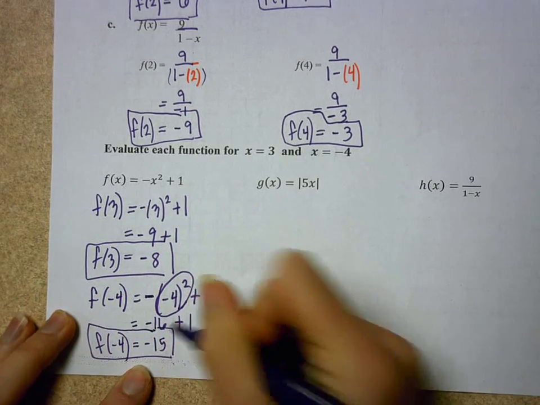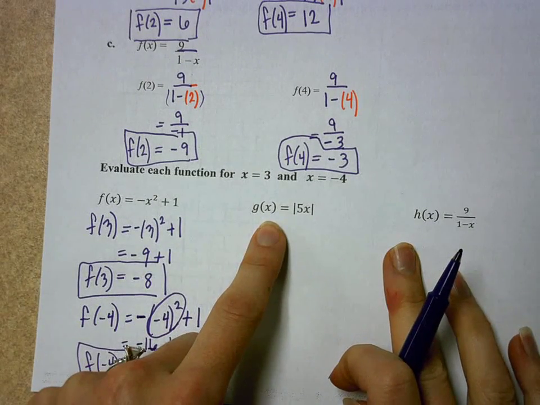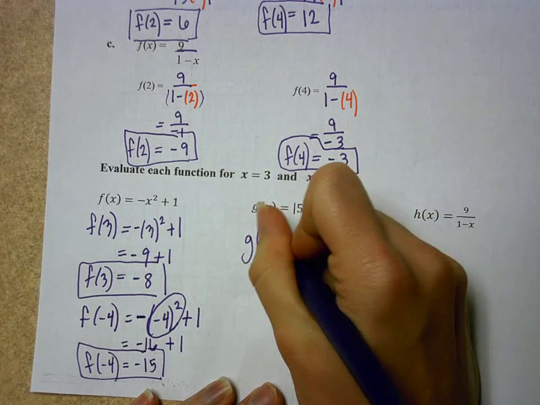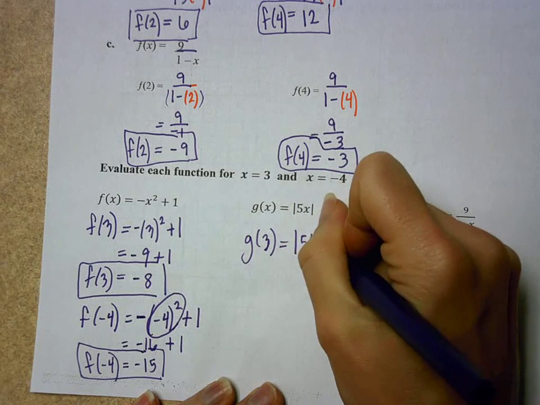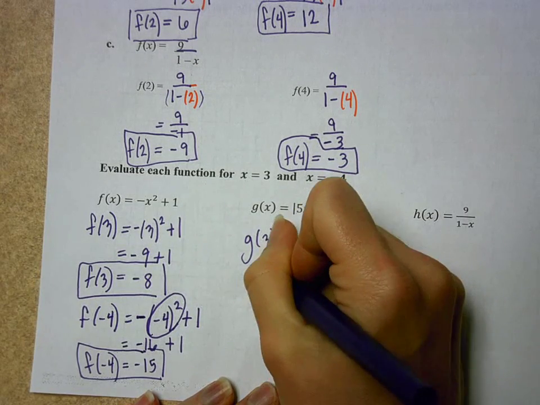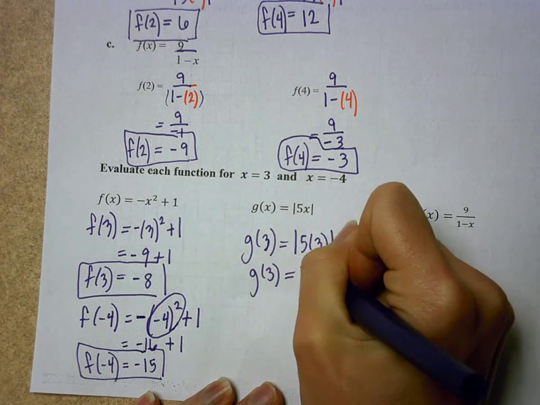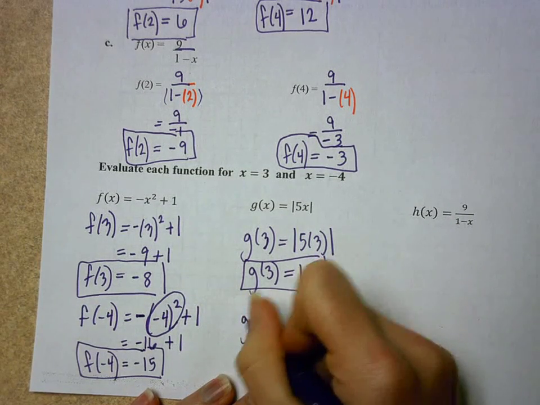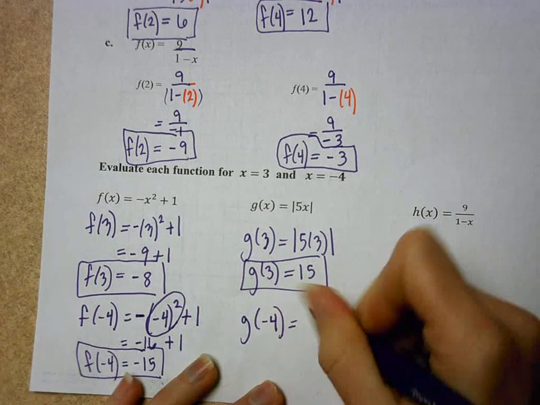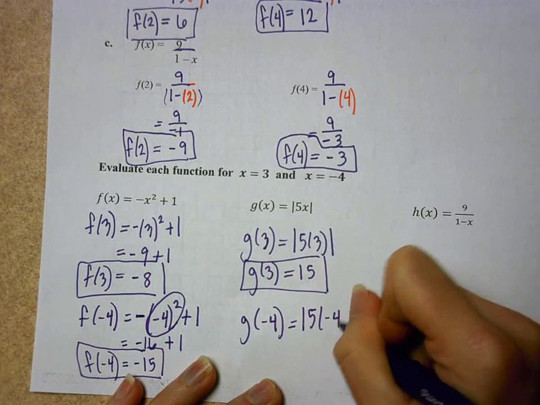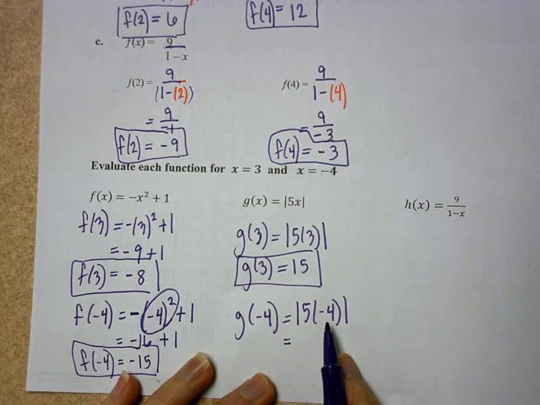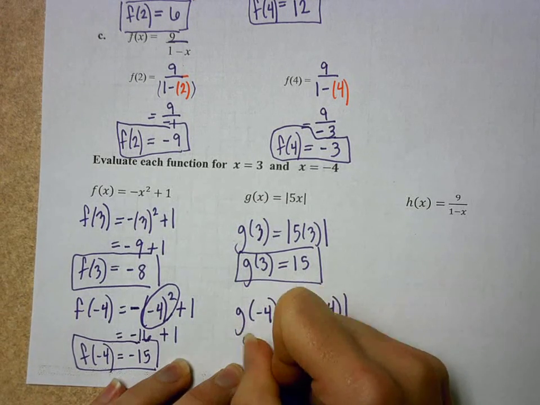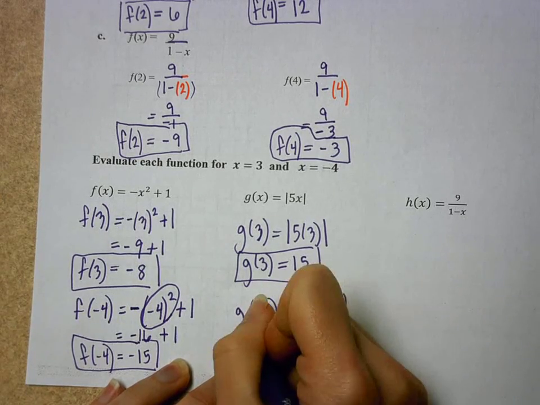And moving right along, g of x here we have. So let's try this. G, when you plug in 3, is equal to the absolute value of 5 times 3. So we know that that's equal to 15. G, when you plug in negative 4, is equal to the absolute value of 5 times negative 4, which is the absolute value of negative 20. That comes out to be 20. G, when you plug in negative 4, is 20.